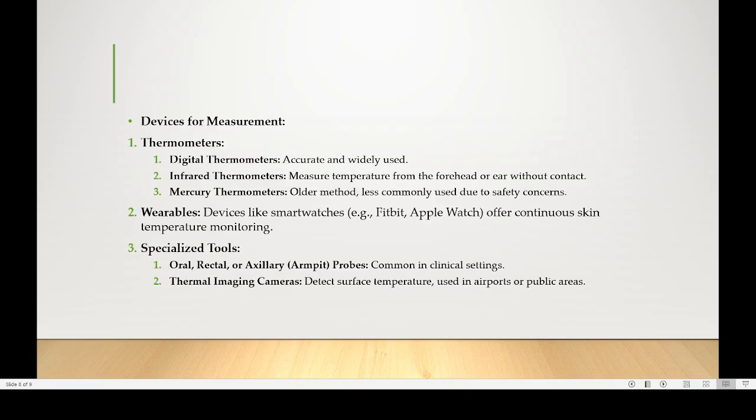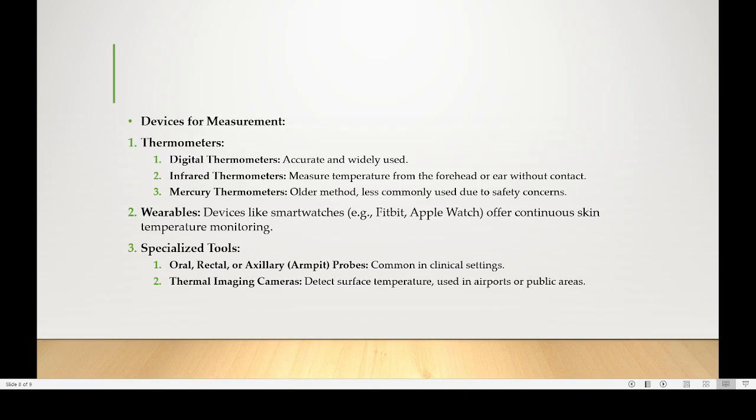Then what are the devices? There are a lot of common devices. One is the thermometer, digital thermometers. They are very accurate and widely used, because you might have seen this kind of digital thermometer. Digital thermometers are nowadays very common. These are this type of normal one. Everybody might have seen these digital thermometers.